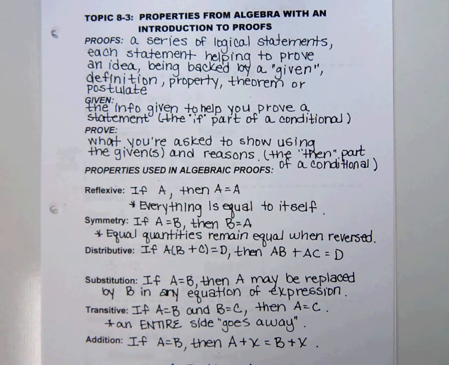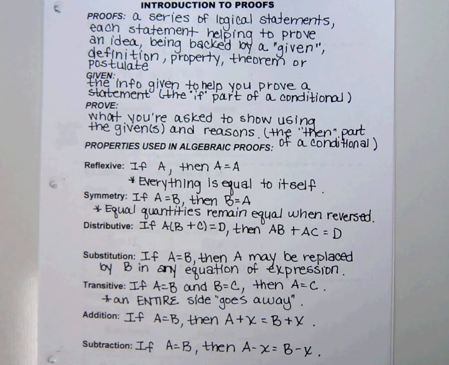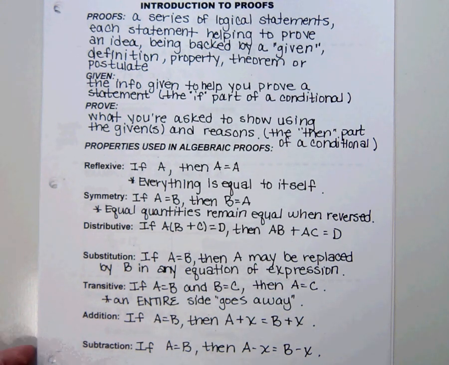The addition property, that's when you add something to both sides of your equal sign. The subtraction property is just the opposite. It's when you subtract something on both sides of the equal sign. Look at the two examples. If A equals B, then A plus X equals B plus X. The only thing added was the plus X to both sides of the equal sign. And in the subtraction property, you're subtracting the X from both A and B.